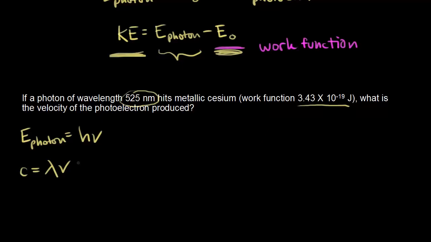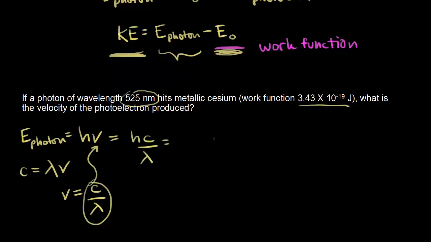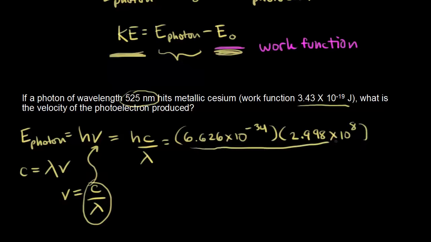So we can substitute in for the frequency, right? Because we can just use this equation and say that the frequency is equal to the speed of light divided by the wavelength. The frequency is equal to speed of light over lambda. So we can plug that into here. And so now we have the energy of the photon is equal to hc over lambda, and we can plug in those numbers. H is Planck's constant, which is 6.626 times 10 to the negative 34. C is the speed of light, which is 2.998 times 10 to the 8th meters per second, and all over lambda. Lambda is the wavelength.